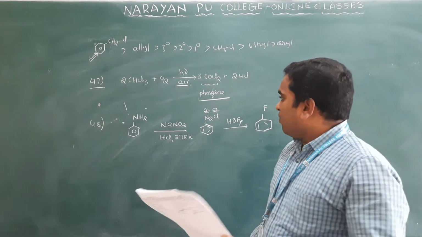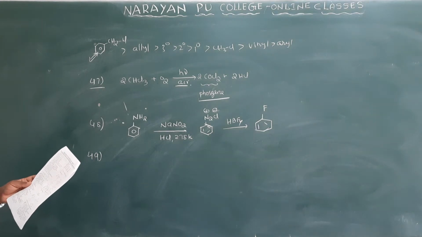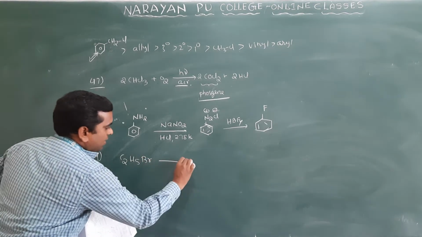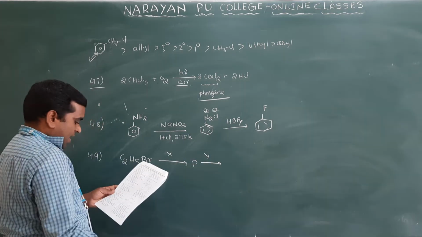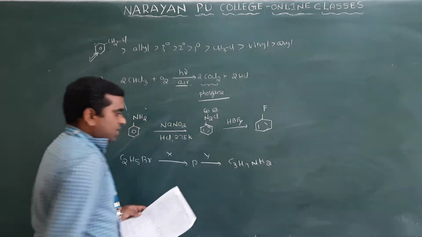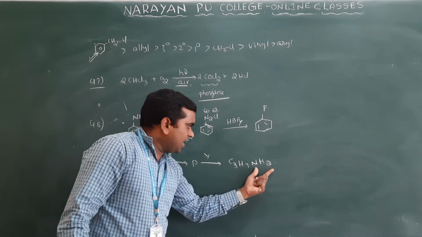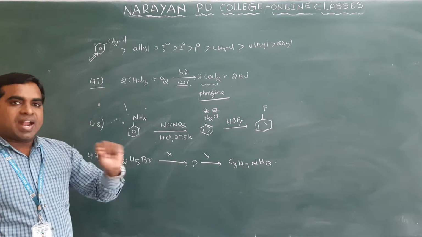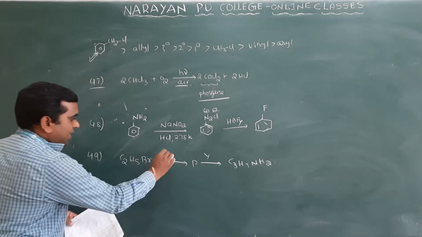Clear? Next one, question number 49. Identify X and Y in the following sequence. C2H5Br gives some product P, then X, and then Y gives C3H7NH2. Whenever you get amines from bromine compounds with an increase of one carbon atom, a cyanide group should be added. So that's why your X should be KCN.